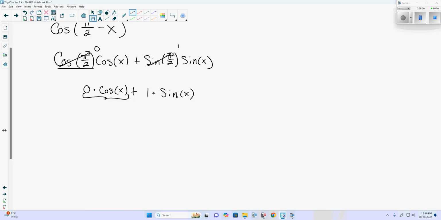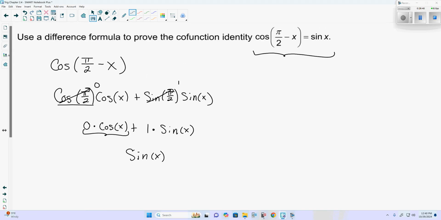Zero times cosine of x is 0, which leaves us with 1 times sine of x. Is that what we wanted to show that it was equal to? Well, yes, we wanted to show that cosine of pi over 2 minus x is sine of x. So we did that, so it is true.